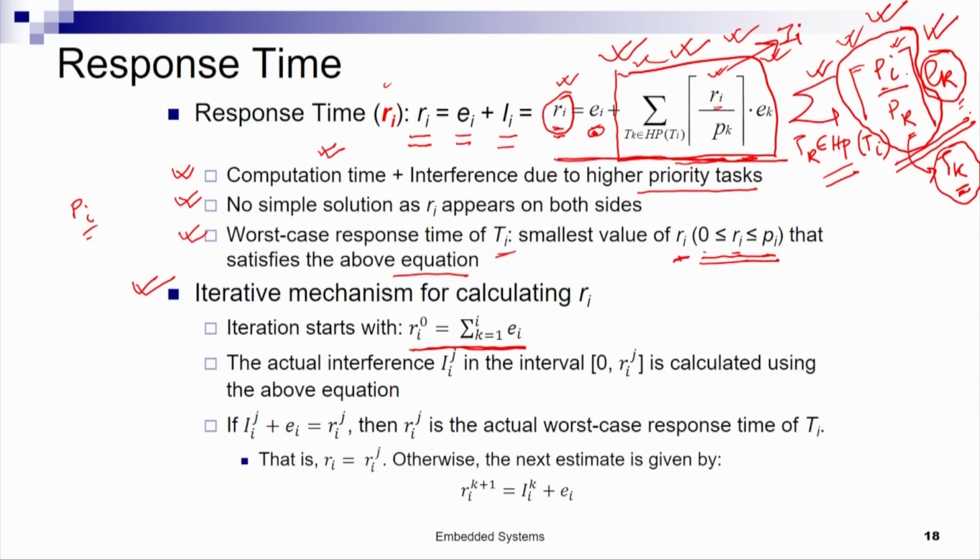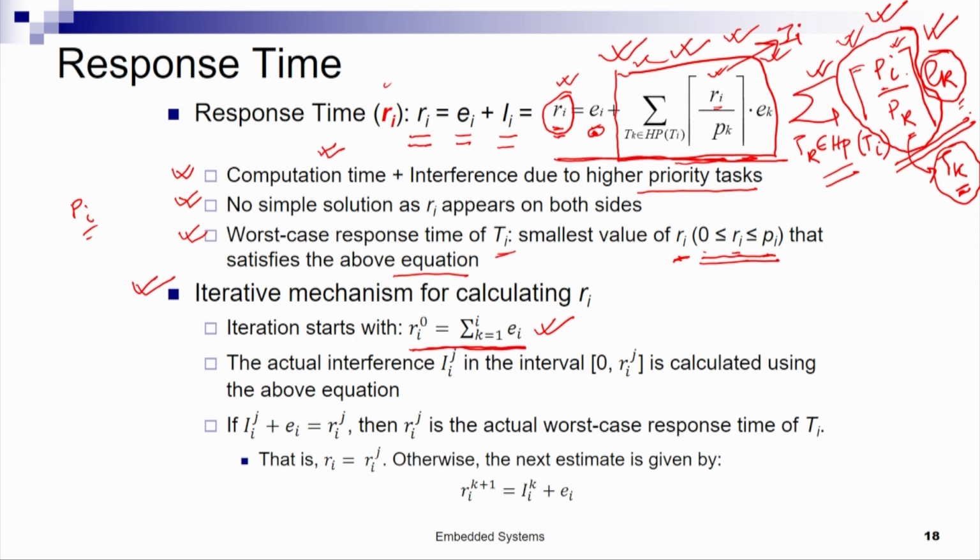So, what do we start with? We start with R_i^0 equals the summation for k equals 1 to i of E_k. One assumption we have made here is that higher priority tasks have a lower index. So, k equals 1 to i minus 1 are the higher priority tasks than T_i. So, T_1, T_2, T_3 up to T_(i-1) have a higher priority than T_i. We want to find here the response time of T_i.